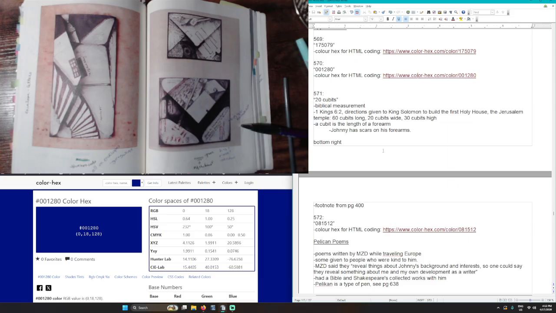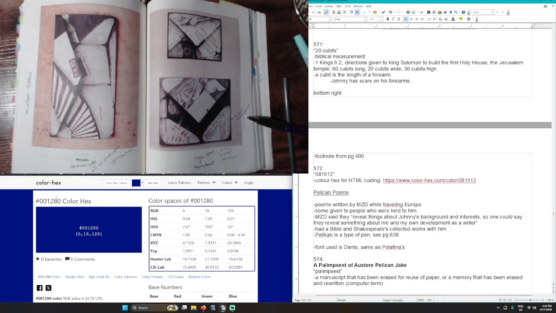And over on this side, we have references to 20 cubits up here. And that is a biblical measurement. From 1 Kings chapter 6 verse 2, instructions given to King Solomon to build the first holy house, the Jerusalem temple. It's supposed to be 60 cubits long, 20 cubits wide, and 30 cubits high. And a cubit is the length of a forearm, and we know that forearms are significant for Johnny, specifically in regards to the scars that he has on them. In the bottom right here, these words are found in the footnotes on page 400.